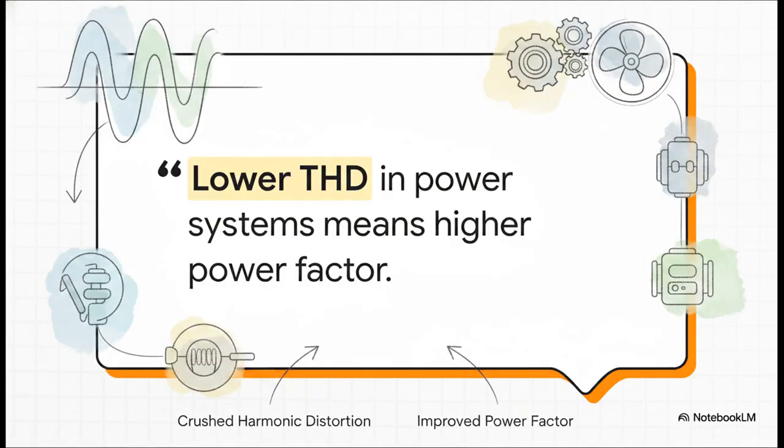So why do we go through all this trouble? Why the 5 levels, the complex SPWM code, and the precisely calculated LC filters? Because, as the engineering principle states, lower THD in power systems means higher power factor. The power factor is just the ratio of the actual true power doing work in your system to the apparent power flowing through the circuit. By crushing our harmonic distortion, we drastically improve that power factor. We make the entire system massively more efficient, significantly safer for sensitive electronics, and just far less wasteful overall.